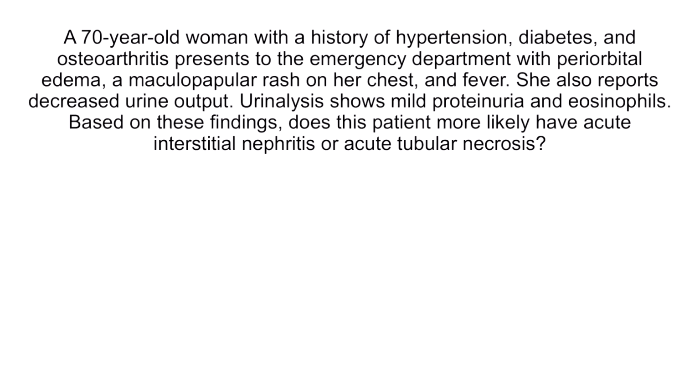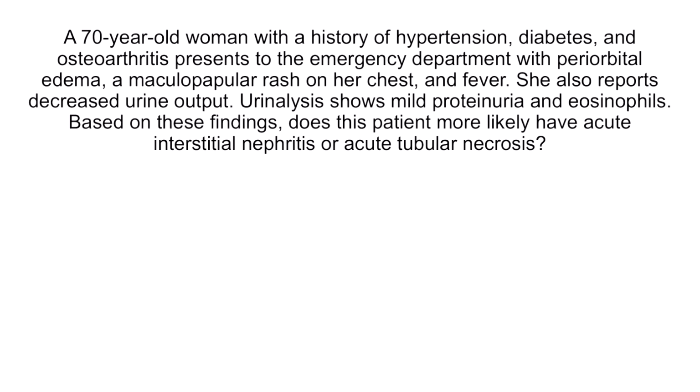Let's try another question. A 70-year-old woman with a history of hypertension, diabetes, and osteoarthritis presents to the emergency department with periorbital edema, a maculopapular rash on her chest, and fever. She also reports decreased urine output. Urinalysis shows mild proteinuria and eosinophils. Based on these findings, does this patient more likely have acute interstitial nephritis or acute tubular necrosis?